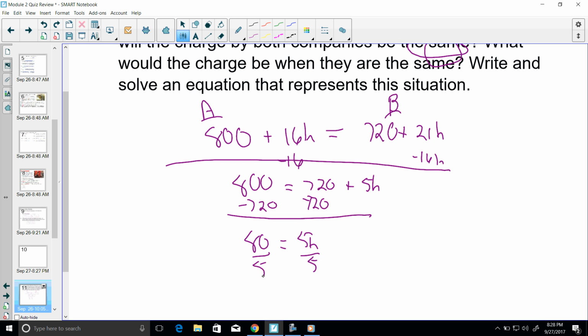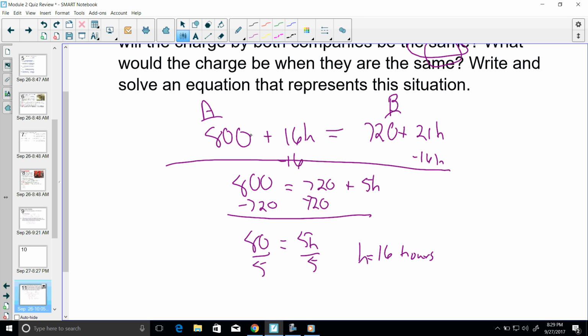And I will end up with, what would that be? 20 hours. Is that right? What do we get here? Oh, my bad. Nope, 16 hours. So H is equal to 16 hours.